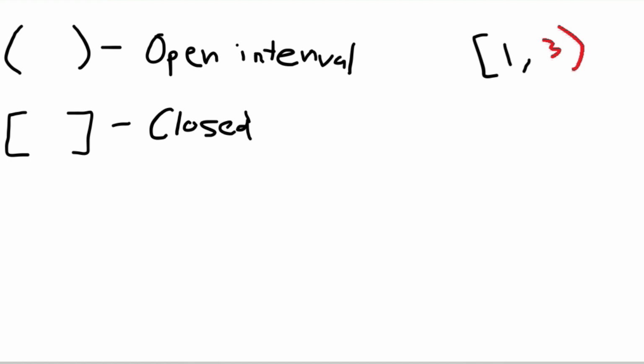Now, the reason that infinity is always an open interval is because infinity is a concept. It's not a real number. So when infinity is written like that, you're not actually going to ever reach infinity because it doesn't really exist. When you write infinity, you write it with an open interval because you're getting as close as you possibly can to infinity, going on and on and on forever, but you're never going to reach it. And so that's why it's an open interval.